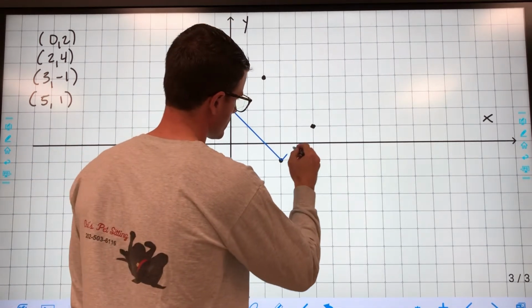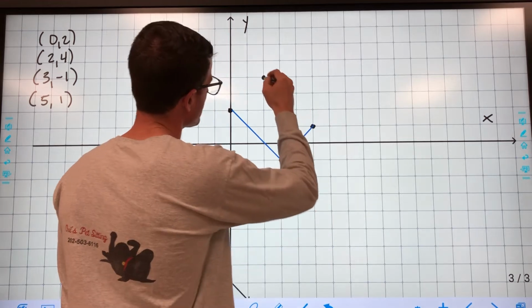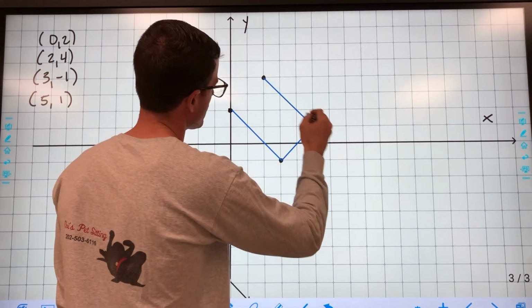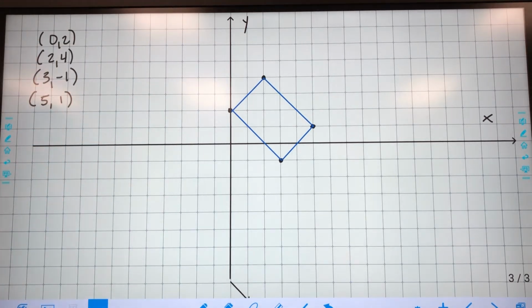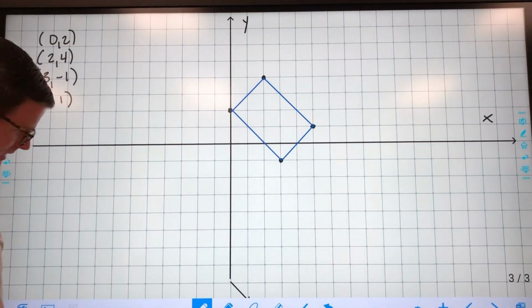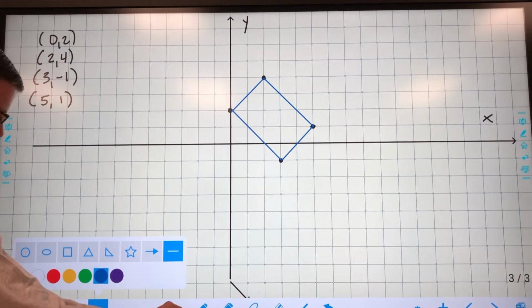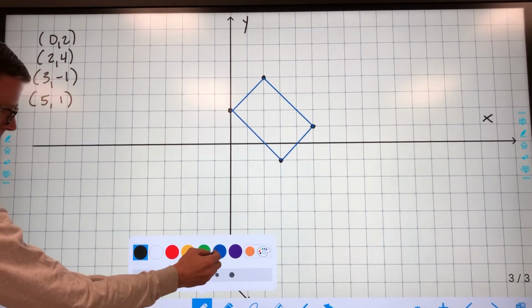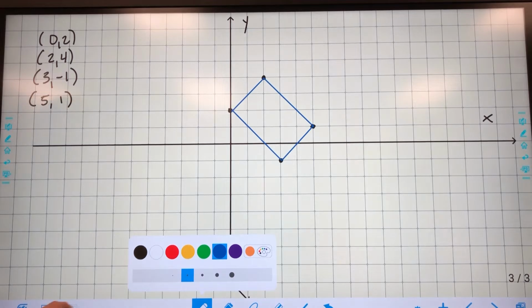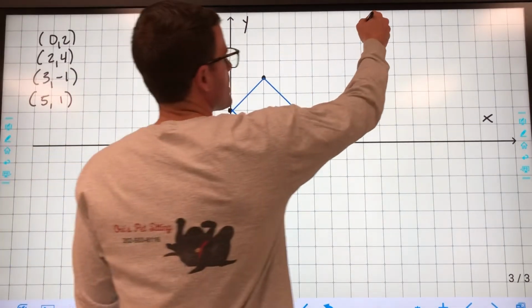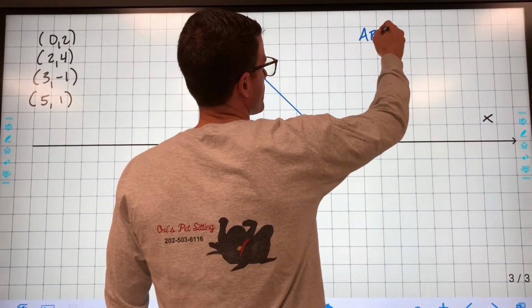Nice. Okay. Wow. Digging this board. All right. So we need to find the area and perimeter. Okay. Start with the area.